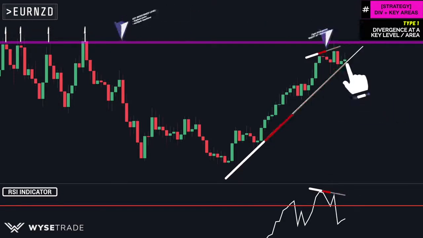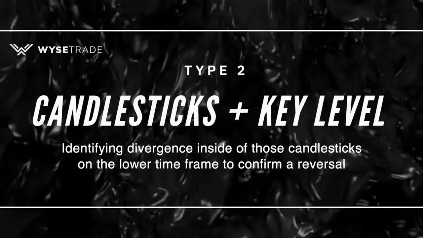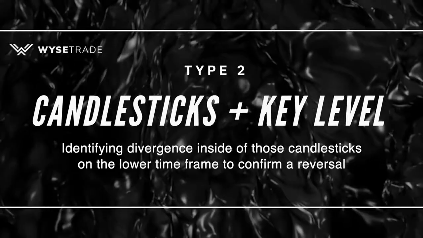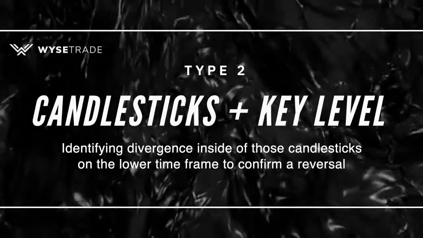Now, type 1 of the RSI divergence strategy is a great foundational strategy, but we personally do not trade using only one time frame because it doesn't give us enough data and insight. So let's take this up a notch and move on to type 2 of the RSI divergence strategy, which is identifying candlestick patterns at a key level or area and looking for divergence inside of those candlesticks on the lower time frame.